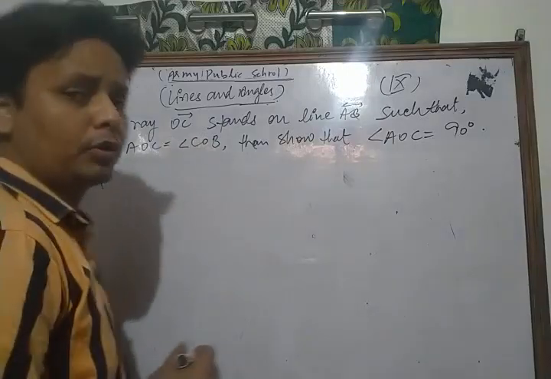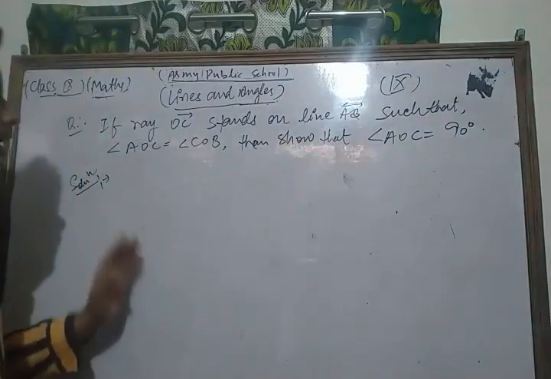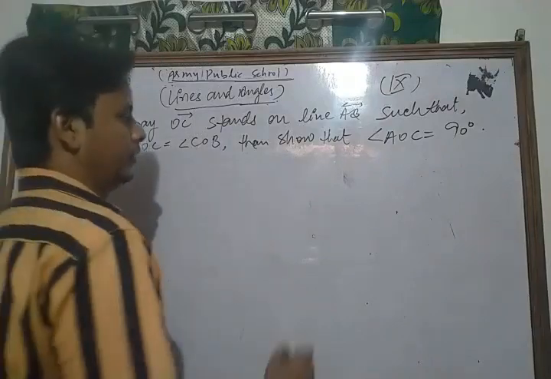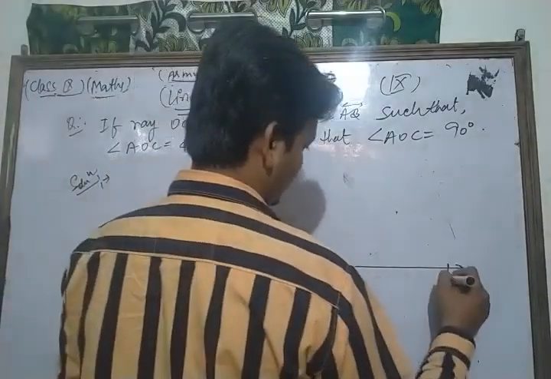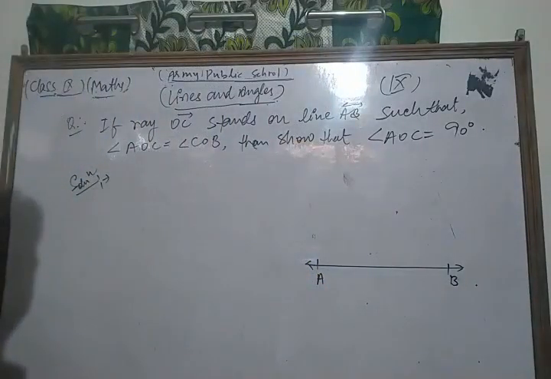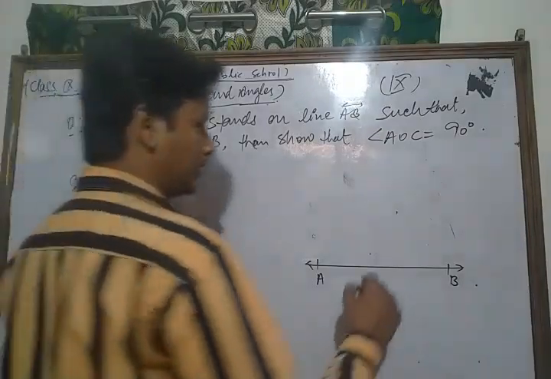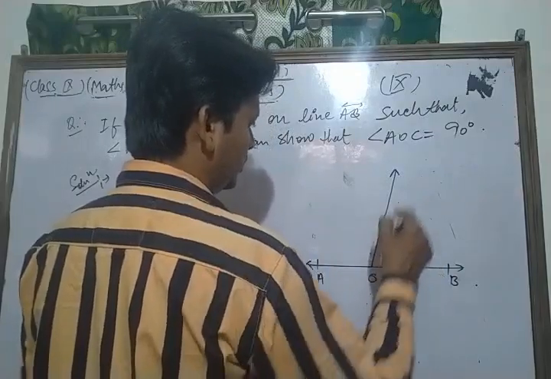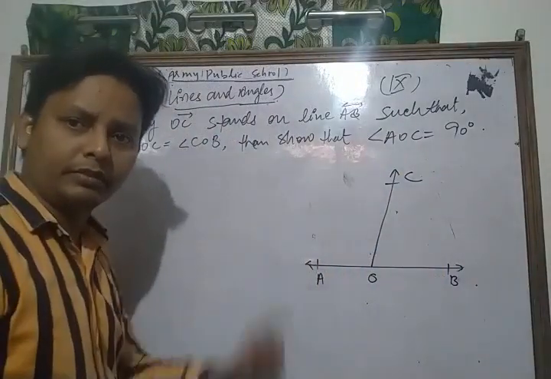This is a very important question related to your chapter. Here ray OC stands on a line AB, so first of all we draw a line AB, and ray OC stands on that line. According to the question, we form that figure.